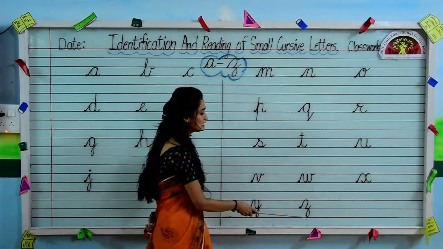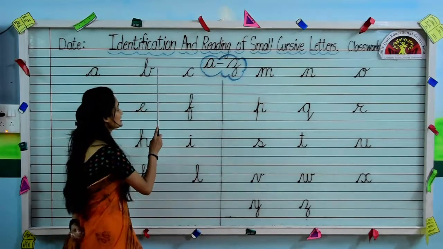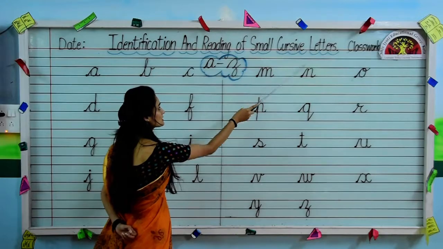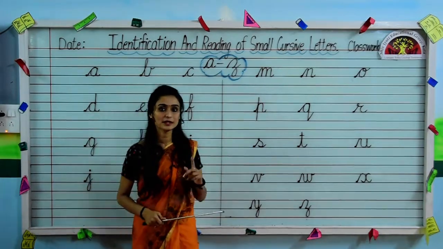Small cursive letter Z. So kids, this way you have to do your identification and reading of small cursive letters A to Z. You can practice this from your preset book.